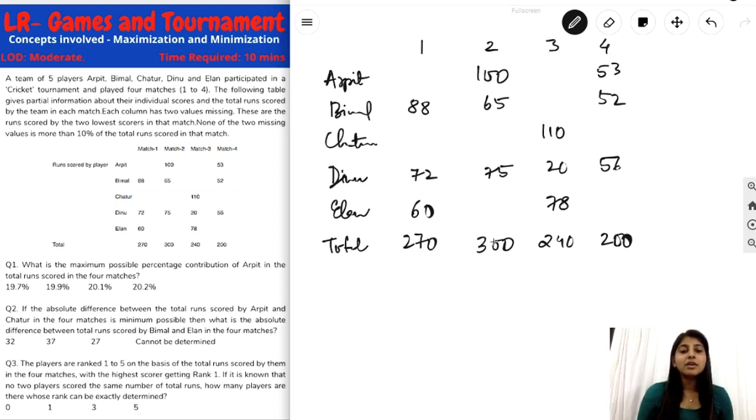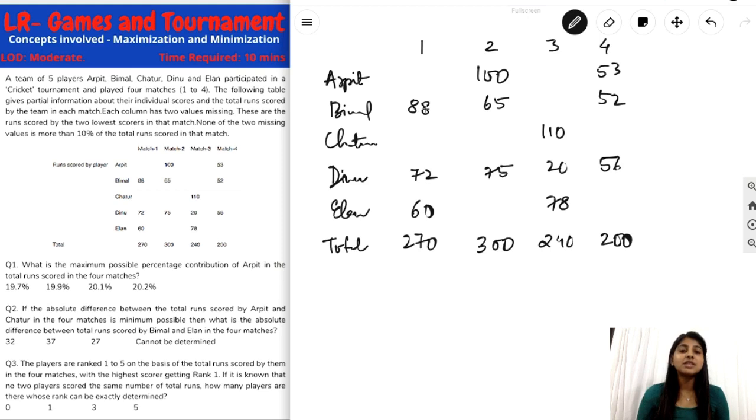Alright. Now remaining parts we have to fill it, and the only information is that, see, we have the total, we have 3 people's score, so we can subtract these 3 from the total to get the score of these 2. Okay, and then we have one very important information, that none of these 2 values can be more than 10%. It cannot be more than 10%, which means it will have to be less than equal to 10% of the total, which means this Chatur and Arpit individually will have values less than equal to 27. 10% of 270 is 27. So these two will have the values less than equal to 27.